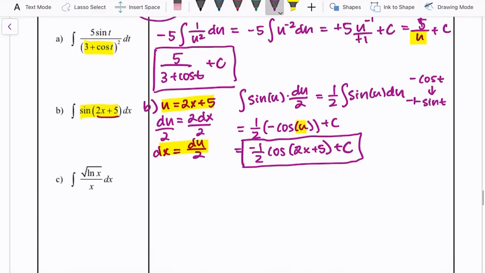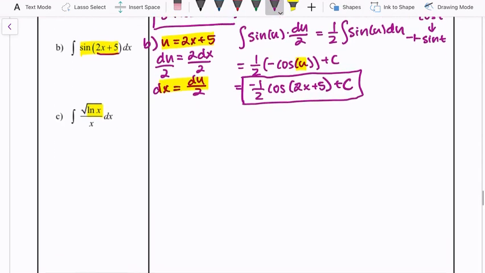All right, okay, so looking at c, I see that we have the integral of the square root of natural log of x over x dx. Again, we're trying to find some sort of function that's inside a function. So I see that we have this natural log of x that's inside a square root. So let's let that be our u. So let's let u equal the natural log of x.